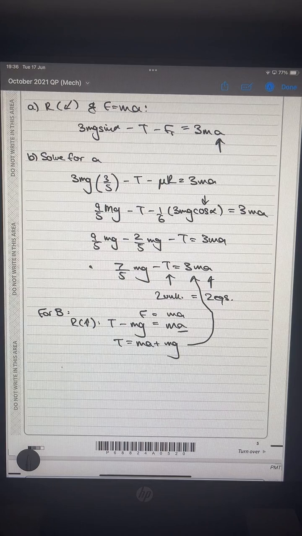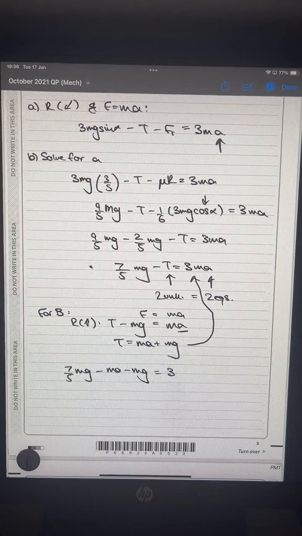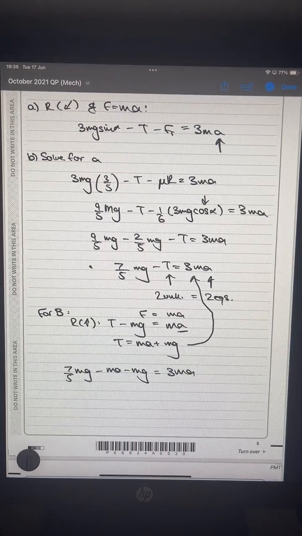So I'm going to sub this into this equation over here. I then get 7/5 mg minus ma minus mg, because I'm subtracting T, so they both are negative. That is equal to 3ma. If I just do 7/5 mg minus mg, I get 2/5 mg, and I'm going to cancel out all my m's at this stage too.